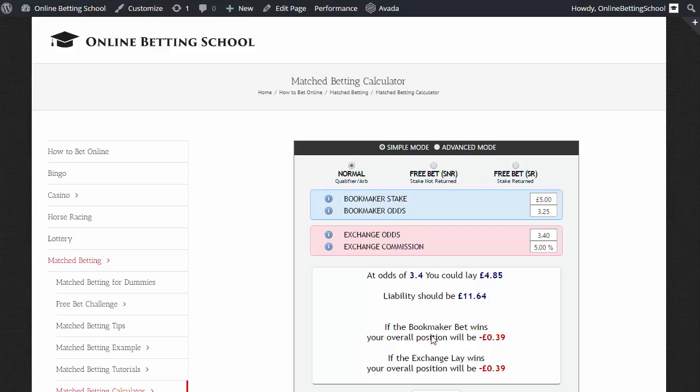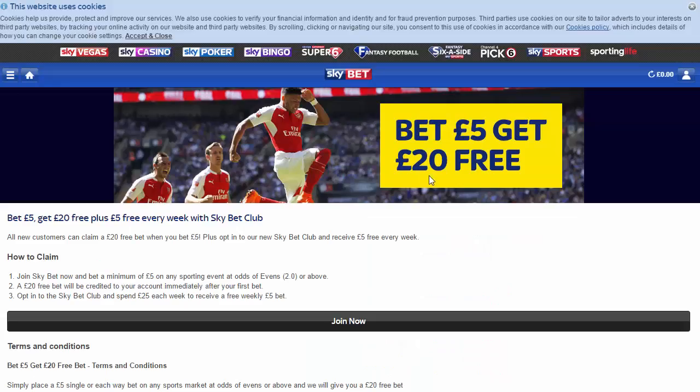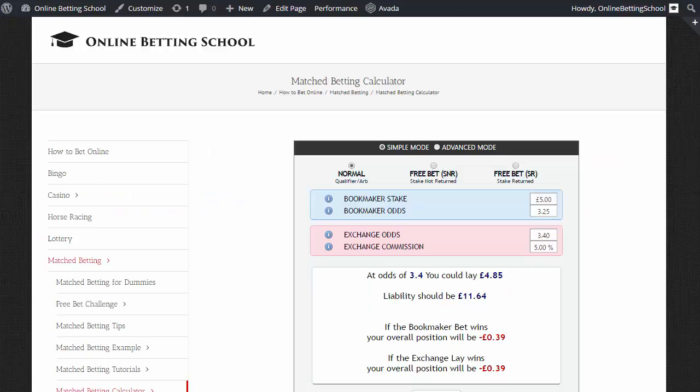So whatever happens though, if the bookmaker bet wins, we lose 39p, and if the exchange lay wins, we lose 39p as well. So you may be asking yourself why you'd want to do this. Well, we're just doing this first initial bet to get access to our £20 free bet, because once we do that, we're going to place another bet, and it's going to be a free bet stake not returned to turn that £20 into profit.